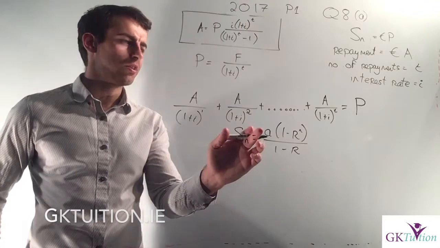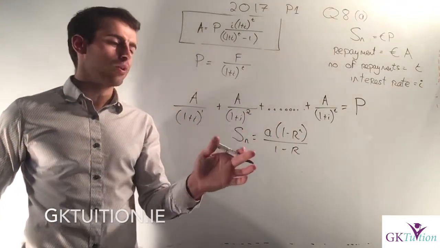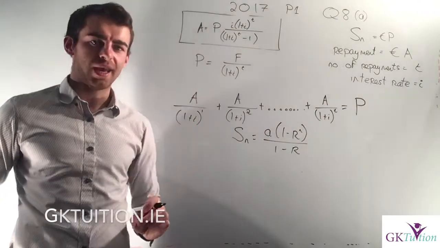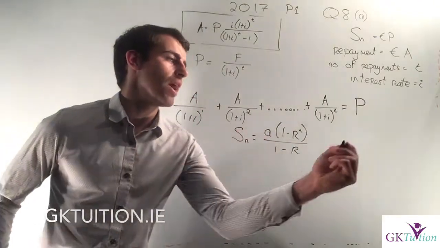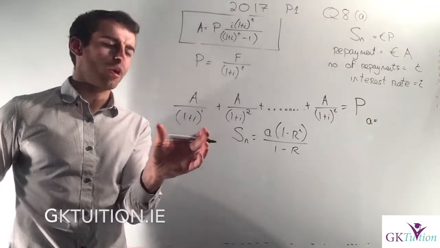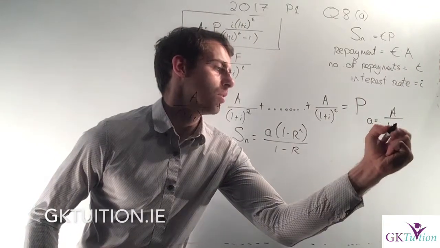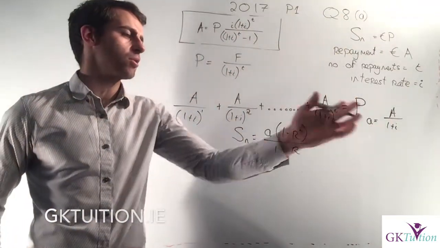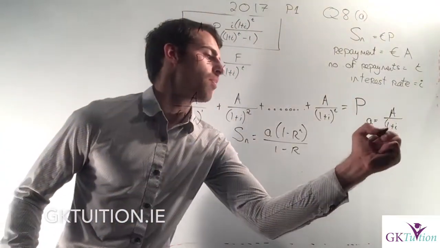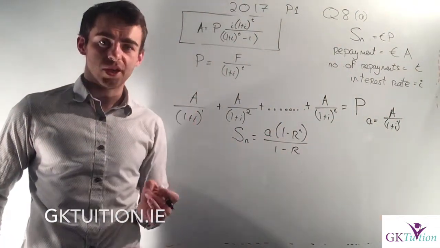In a geometric series, a represents the first term. So just make sure you don't get mixed up between small a and capital A in this case. So my small a represents the first term in my geometric series. The first term in my geometric series is capital A over 1 plus I. So my first term is A over 1 plus I to the power of 1. And r represents my common ratio.